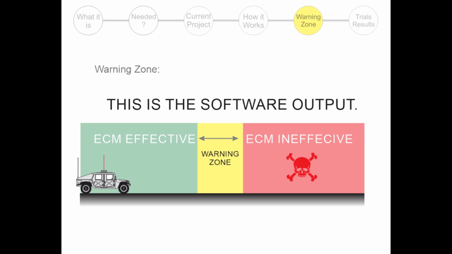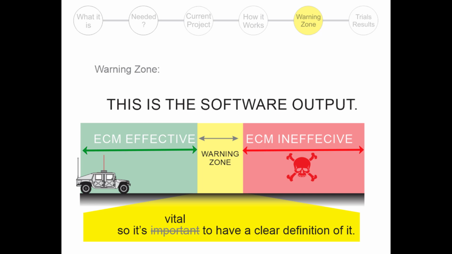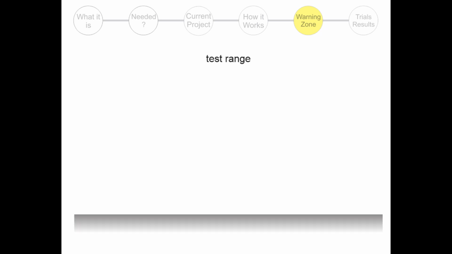This picture, what we're looking for is the output, a software output, and it is the yellow region shown in this picture. Closer ranges than the inside edge of the warning zone, ECM is effective by definition, and beyond the farthest edge of the warning zone, ECM is ineffective. And since it's the transition zone, it's not just important, it's vital to have a clear definition of what's meant by the warning zone. Okay, so here's a test range to explain this.